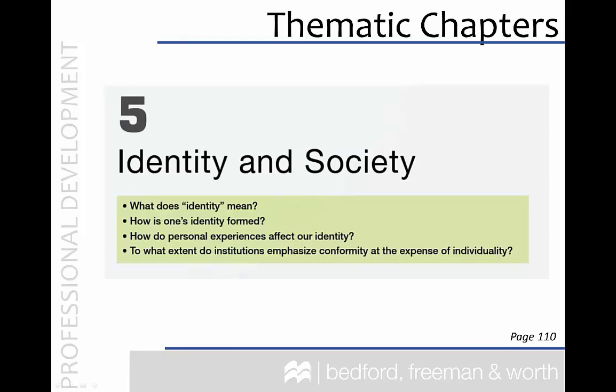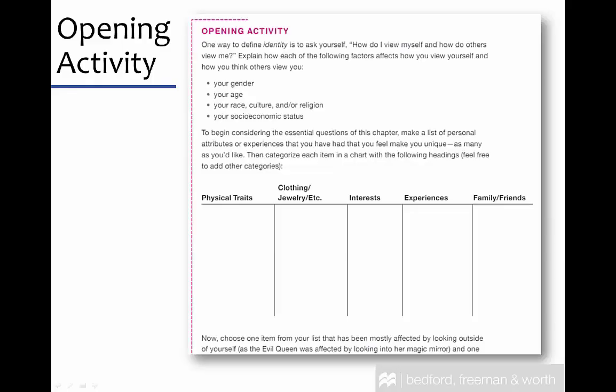Let's start by taking a look at the key elements of each chapter. Each chapter is given a theme and a series of essential questions to help your students focus. The essential questions for Chapter 5, which is focused on identity and society, ask your students to think about their own identity and how it is formed, then build to ask about conformity. Each chapter contains an opening activity to introduce your students to the concept that they will be studying. For example, Chapter 5 is focused around identity and society. This activity asks your students to define their own identities by completing the chart.